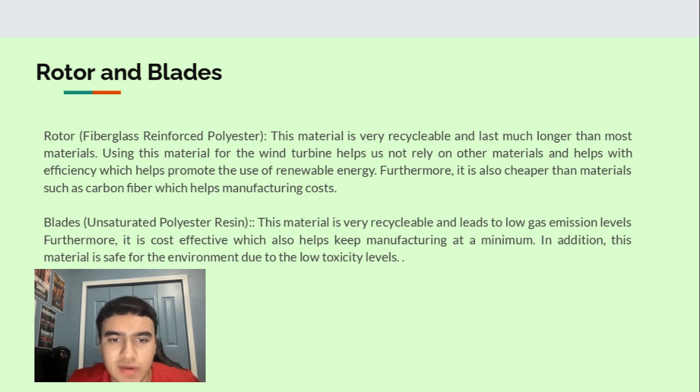For the rotor, the fiberglass reinforced polyester is very recyclable and lasts much longer than most materials. Using this material for the wind turbine helps us not rely on other materials, and it helps with efficiency, which helps promote the use of renewable energy. Furthermore, it is also cheaper than most materials such as carbon fiber, which also helps lower the manufacturing costs. For a blade, which uses unsaturated polyester resin, this material is also very recyclable and leads to low gas emission levels. Furthermore, it is cost effective, which also helps manufacturing, keeping the cost at a minimum. In addition, this material is also safe for the environment due to the low toxicity levels and is safe to humans.